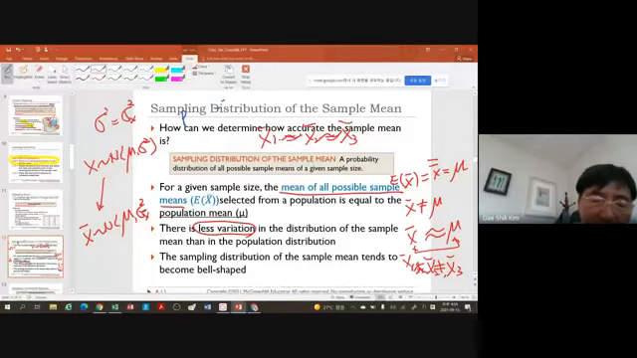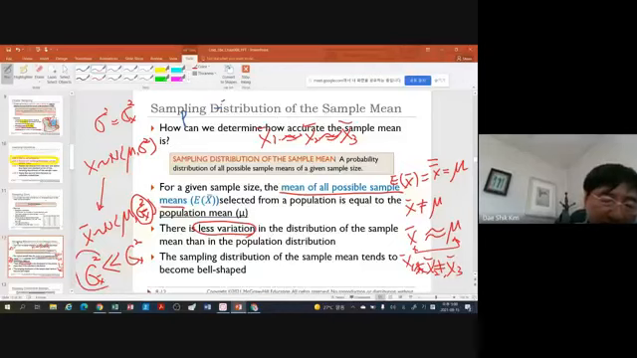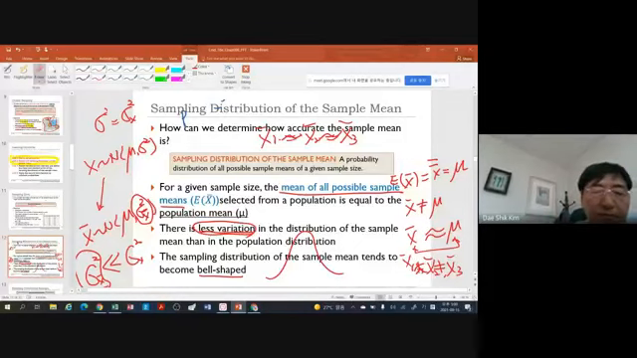Sigma x square is the variance of the original x. Here for x bar, it's different. This sigma x bar square is much smaller than sigma x square. The variance of the sample mean is small, which means less variation. And the sampling distribution of a sample mean tends to become bell-shaped, meaning it will follow a normal distribution. This is a very important concept.